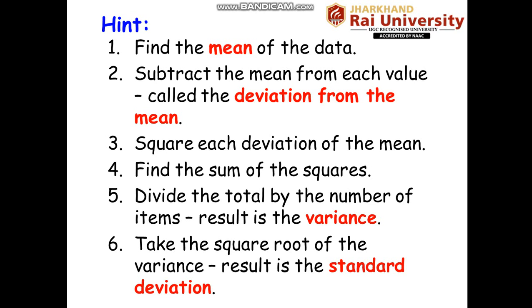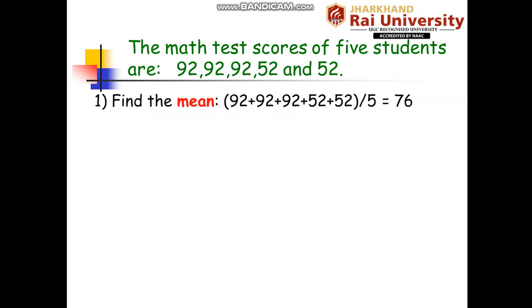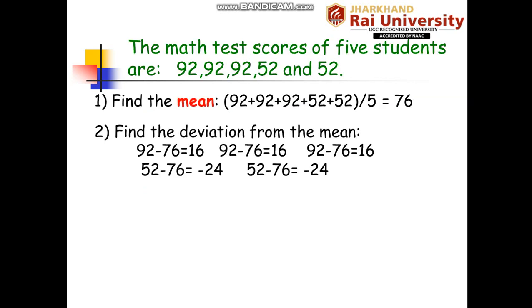So these are the steps: find the mean of the data, subtract the mean from each value, which is called the deviation. After that, square each deviation from the mean, find the sum of the squares, and divide by the number of items, which gives the variance. After that we calculate the square root of the variance, which is the standard deviation. So this is the solution. First find the mean, that is 76.